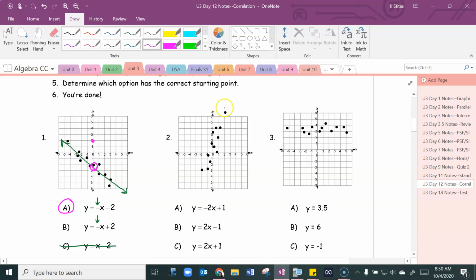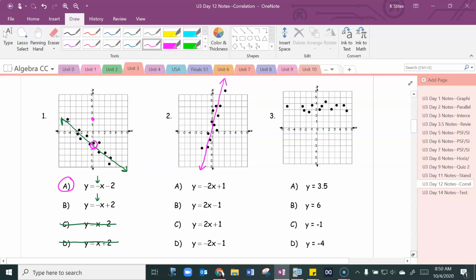All right, so let's try it again. Draw your line through those dots, just kind of through the middle of them. And this time my line is going uphill, so I need to eliminate anything that has a negative slope, which will be A, that has a -2x, and D also has a -2x.